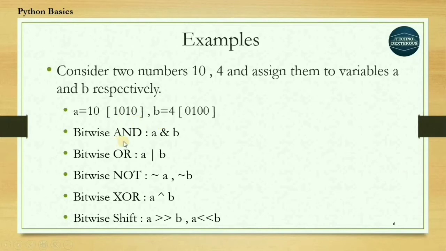We can represent bitwise operator expressions as follows: A and B, A or B, negation of A or bitwise NOT A, then A XOR B, A right shift by 2 digits, A left shift by 2 digits. Let's see them one by one. Bitwise AND.